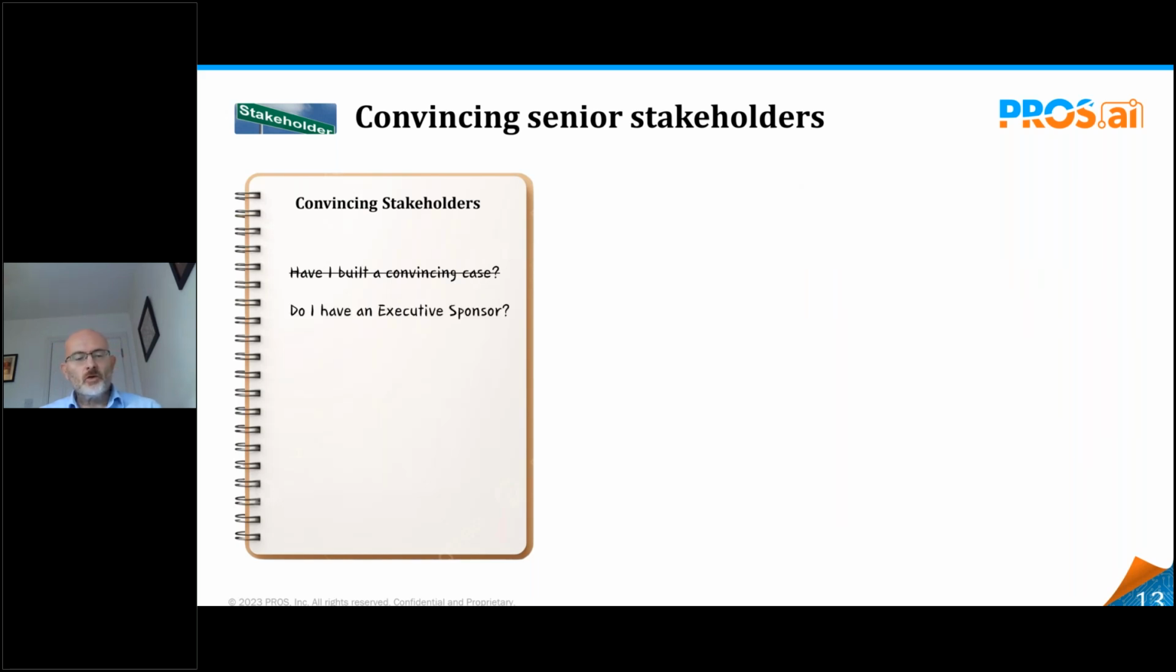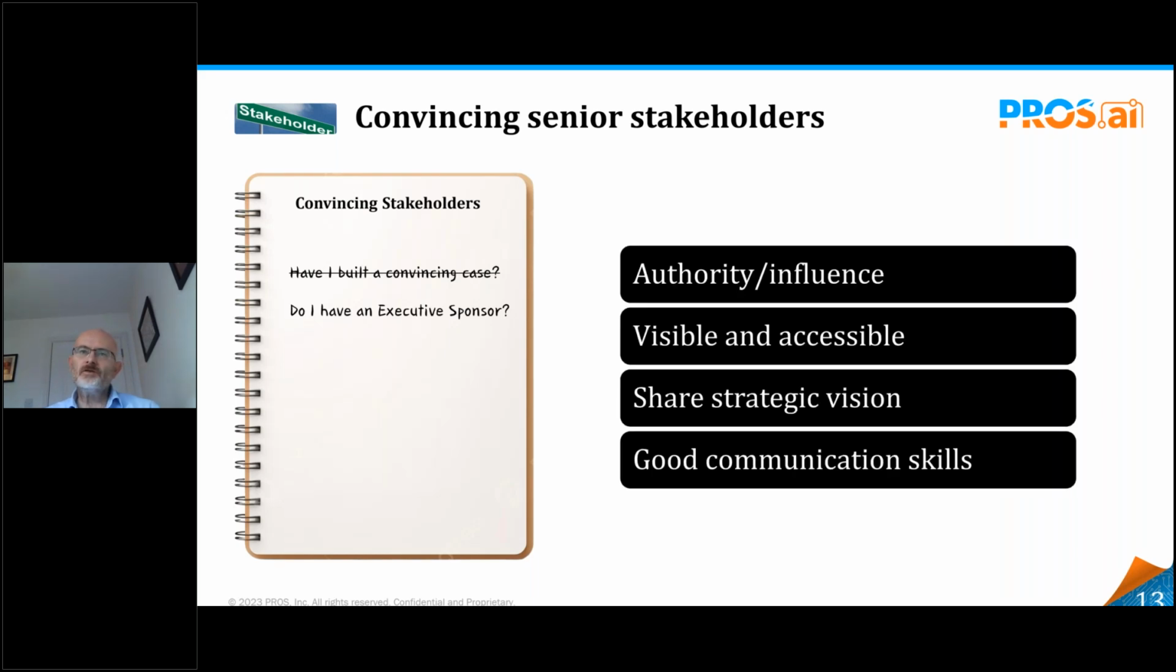And the next important question is, do I have an executive sponsor, and is it the right executive sponsor? Because the right executive sponsor can influence other senior stakeholders for us. So we need to try and get somebody with the right attributes. Someone with the right level of authority and influence within the organization, who is visible and accessible to us, the project team, and the other stakeholders, and who of course shares the strategic vision of what we're trying to achieve.